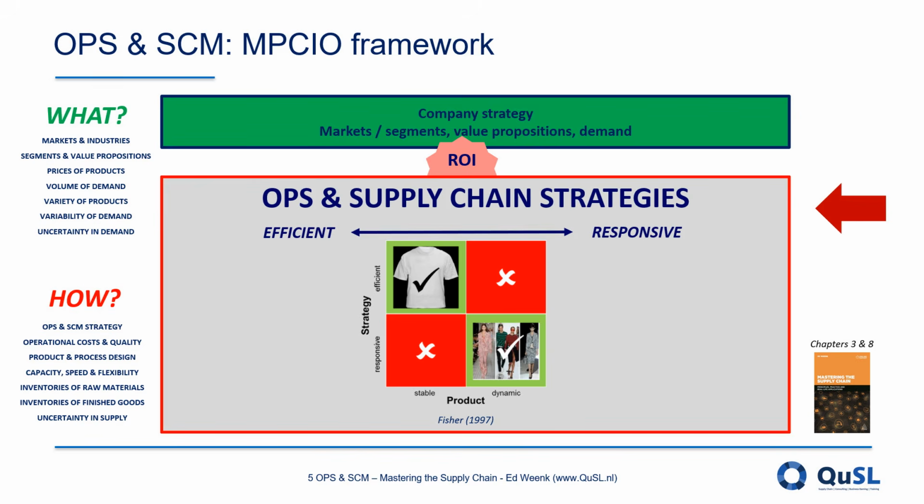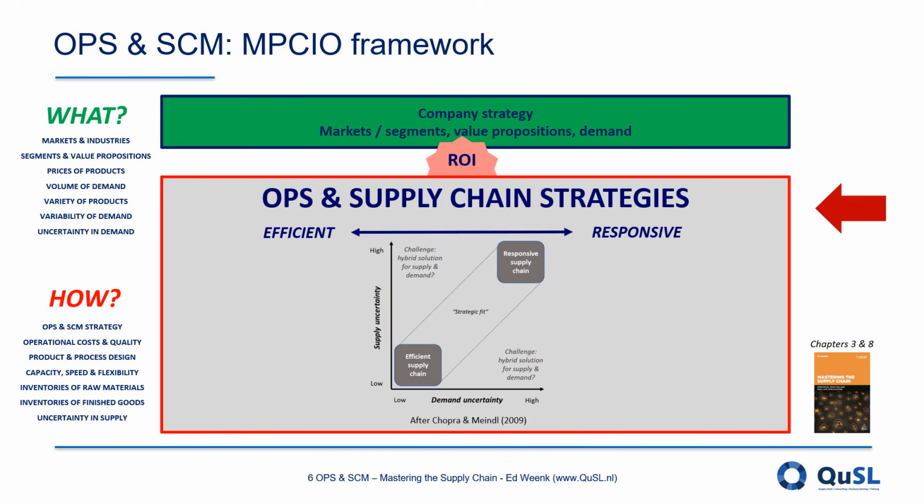Whereas Fisher focused primarily on the characteristics of demand, taking stable or volatile demand as a starting point, Chopra and Meindl rephrased that into uncertainty in general, distinguishing between demand uncertainty on the one hand and supply uncertainty on the other. The more uncertainty, independent of its origin, the more responsiveness is required.